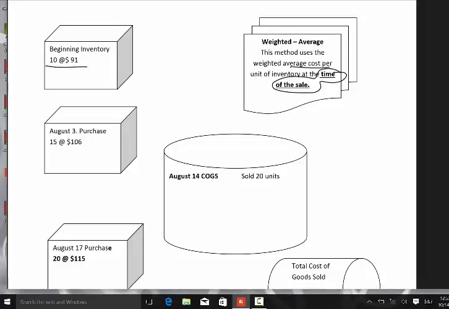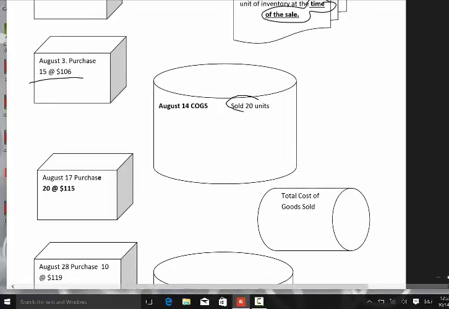If I have beginning inventory, I have 10 units at $91. Then I purchase 15 units at $106, and then I have a sale of 20 units. So I say, what do I have in inventory at that time? I have the 10 units at 91, and then I have 15 units at 106. And when I add those up, I have 25 units in inventory that have a total cost of $2,500.